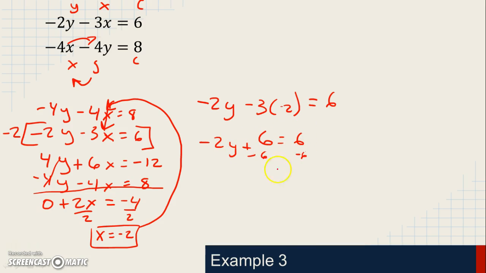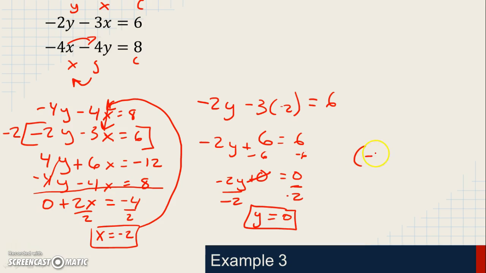My inverse operation will cause both 6's to become zeros. So negative 2y plus 0 equals 0. This is gone. Divide by negative 2. And y equals 0. As I write it as a coordinate pair, it is x first, just like in the alphabet, y second, just like in the alphabet.